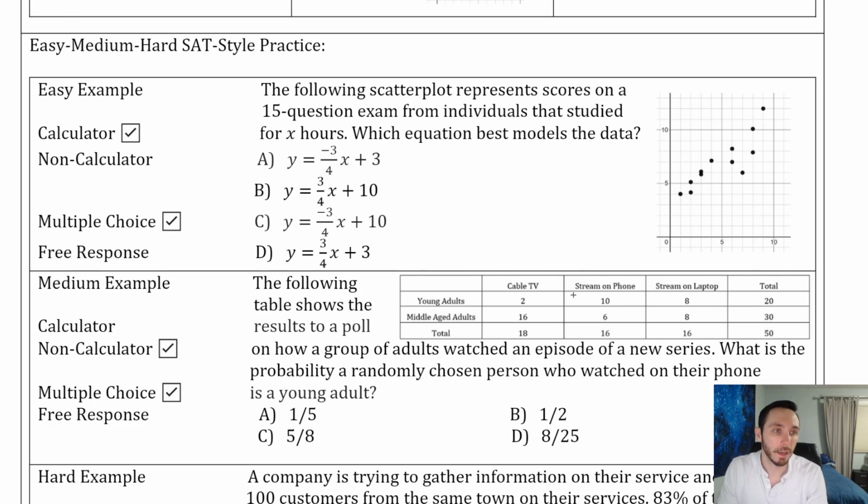All right, so easy problem 1. Sure, we can use a calculator. That might be a trap. It is, and it's multiple choice. So the following scatter plot represents scores on a 15-question exam from individuals that studied for x hours. So the x-axis represents hours, the y-axis represents the score. Which equation best models the data? Okay, so I have some sort of scatter plot, and I have 4 equations that may represent the scatter plot, or like a line of best fit might be the best fit to represent this data.